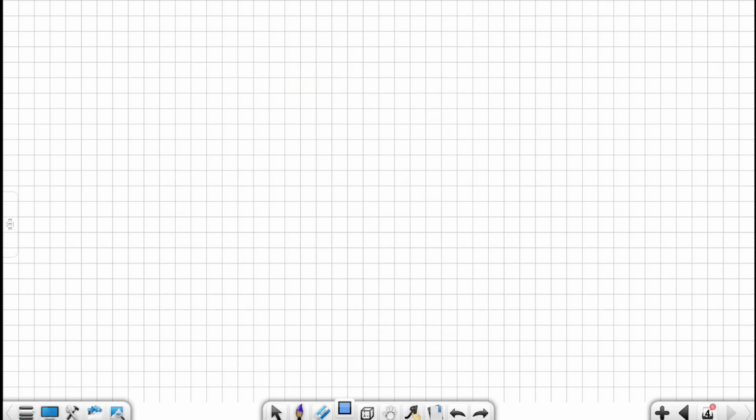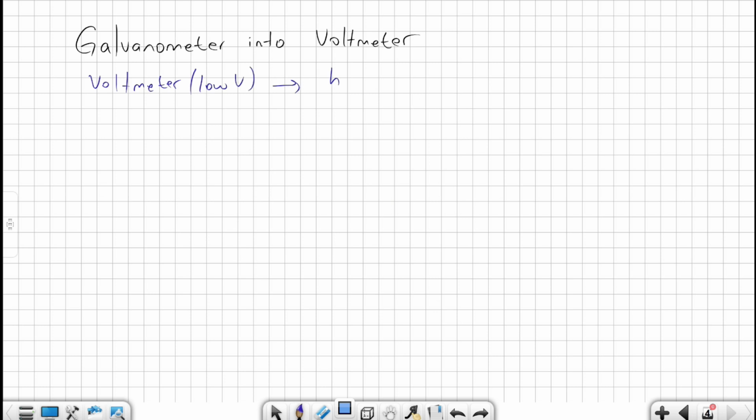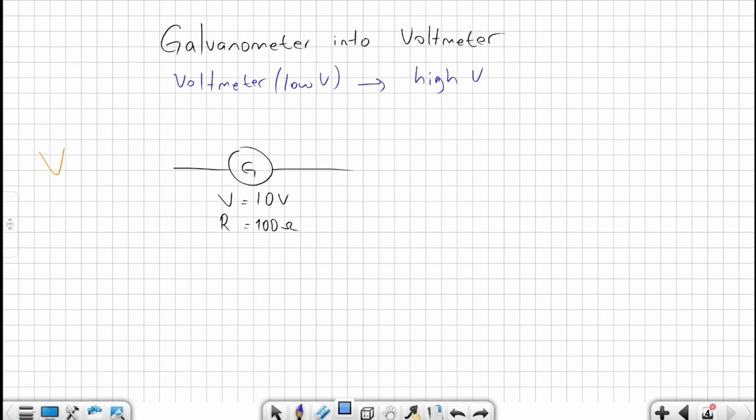Now let us convert a galvanometer into a voltmeter. Say we have a voltmeter that measures very low potential difference. We can still convert it to a voltmeter that measures high potential difference in the same way. Let's have a galvanometer or a voltmeter that measures up to 10 volts and has an internal resistance of 100 ohm. And we have a potential difference that we want to measure that is 50 volts. This is the total one. So we need to divide this 50 volts so that only 10 volt goes to the galvanometer.